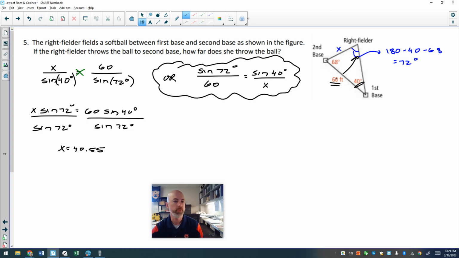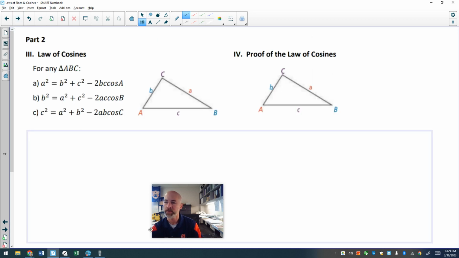All right, so we are about 20 minutes in. That is the law of sines. Now let's talk about the law of cosines. It's uglier. There's just no mistaking that. And the law of cosines, again, is used to solve triangles.